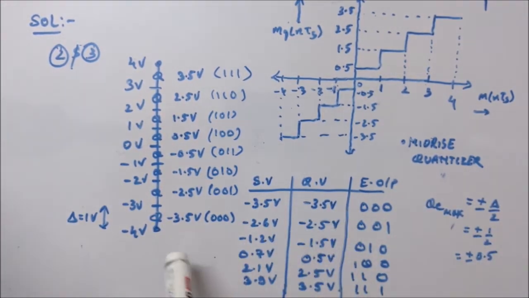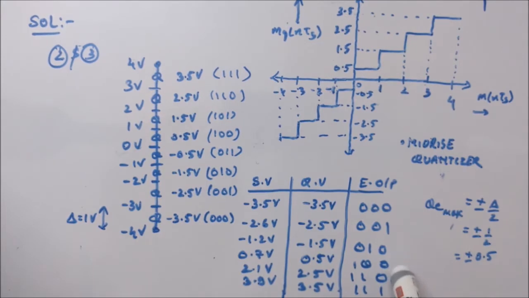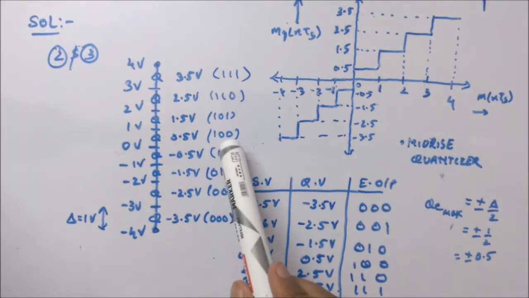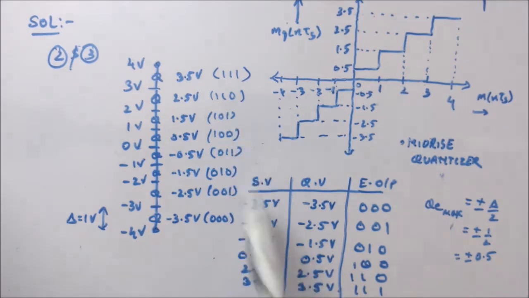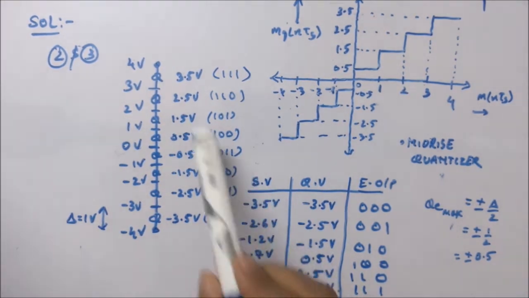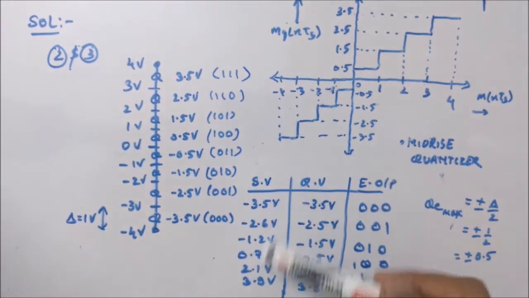So for minus 3.5 volt, you have 000, minus 2.5 volt you have 001, then minus 1.5 volt you have 010, then minus 0.5 volt you have 011, then 0.5 volt you have 100. Okay, for 2.5 volt you have 110. For 3.5 volt you have 111. So that will be the encoder output, this will be the quantizer output, and these are given to you.